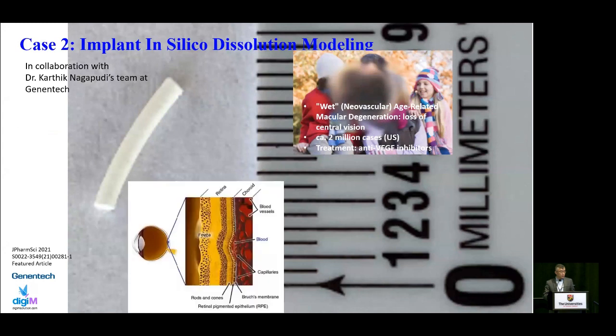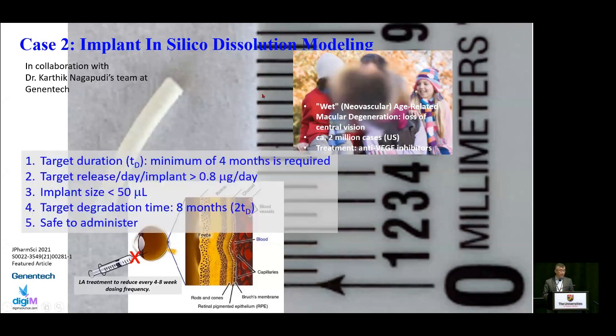This implant program intended to address wet age-related macular degeneration. The therapeutic approach is trying to replace periodic injection with a 6-month long-acting PLGA-based implant system. Right? So the target duration is minimally 4 months, and the target release has to be greater than 0.8 micrograms per day. And we have other implant size, target degradation time, and of course, very important safety considerations.